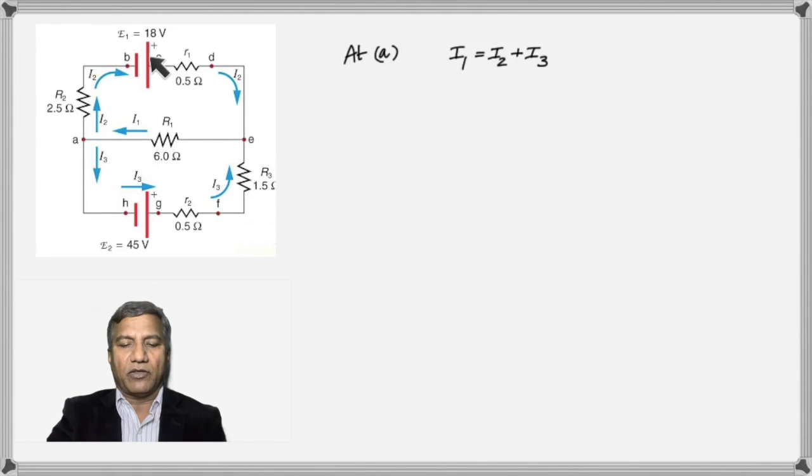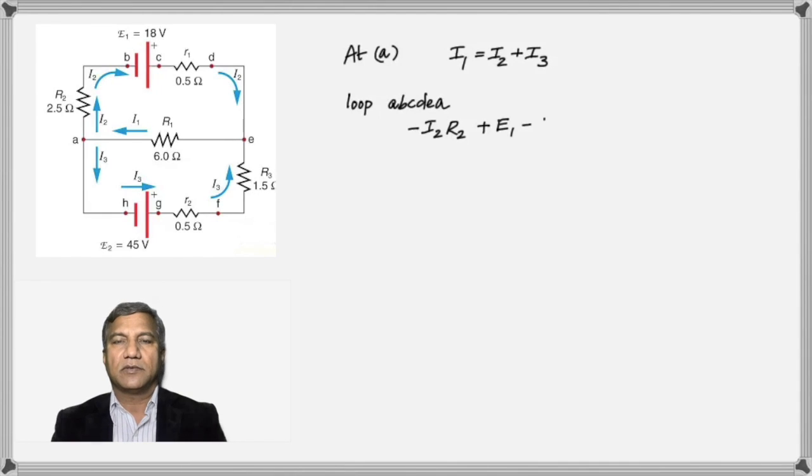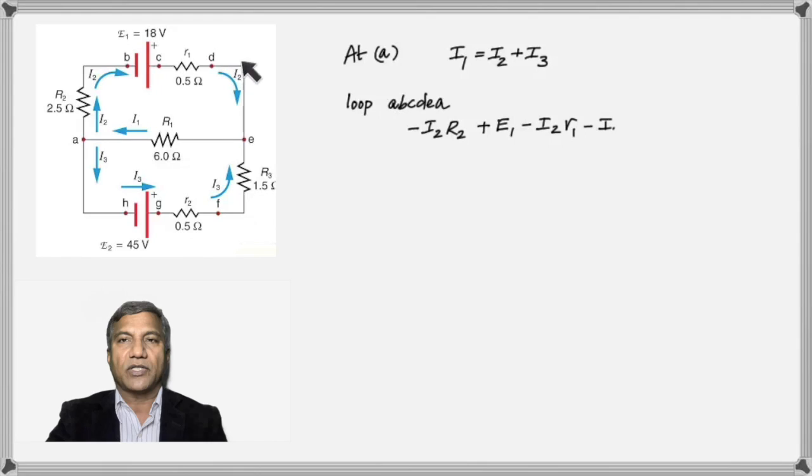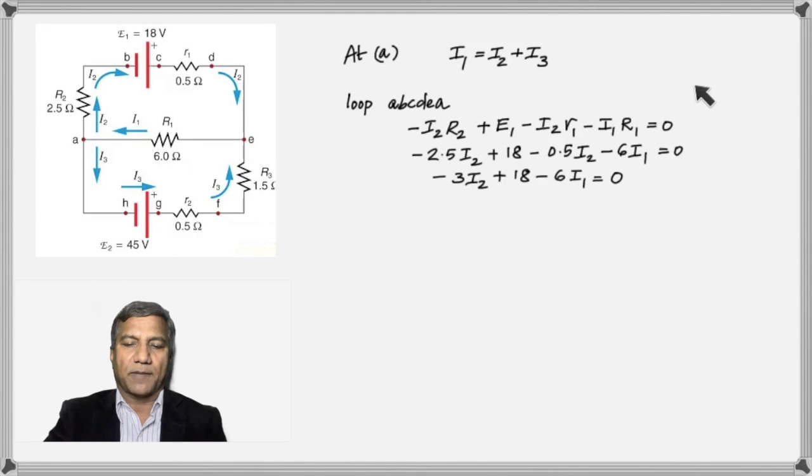Since we're going in the direction of current through all these three resistances, the potential drops are going to be negative. So let's write that down. That's the important point to remember: if you go in the direction of the current, the potential drops will be negative. All three are negative here because we decided to go in the direction of the current. And then when you come to the battery, you're going from the negative to the positive. That's why it's plus E1, see? And then I've substituted the values of the resistances: R2 is 2.5, the voltage is 18, little r1 is 0.5, and capital R1 is 6.